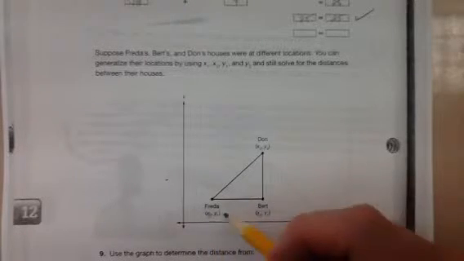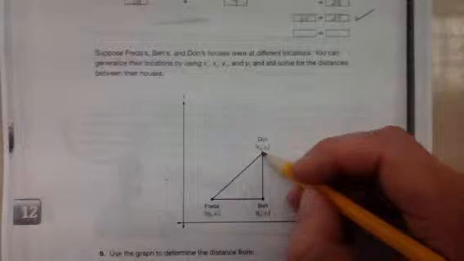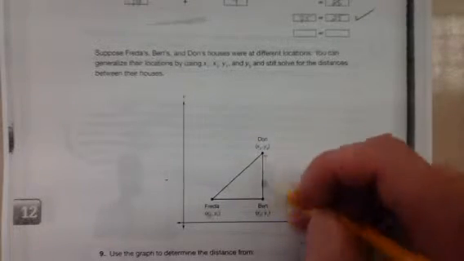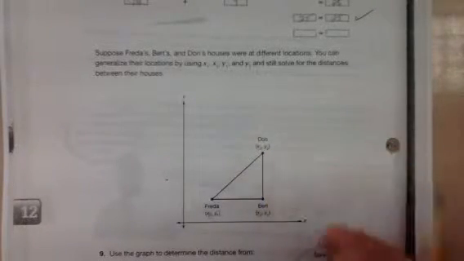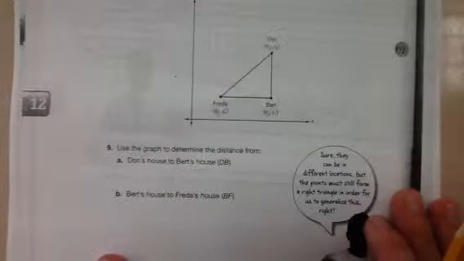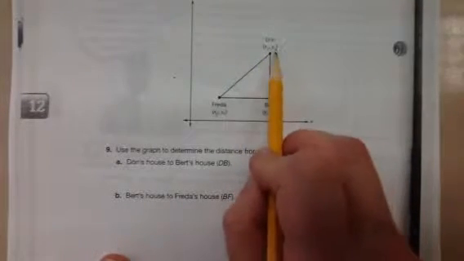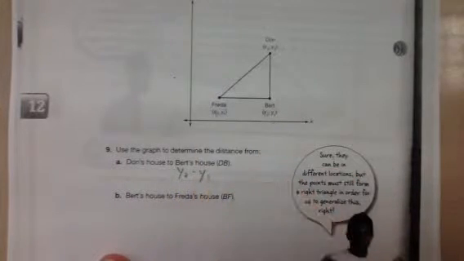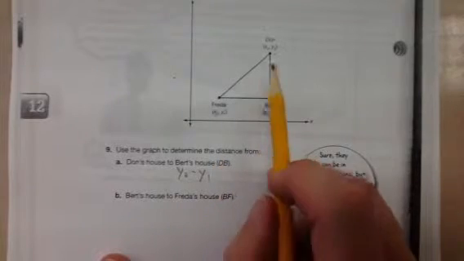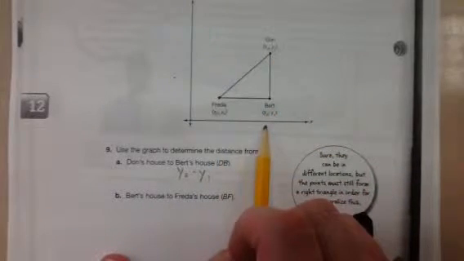So Frida lives this far from Bert, right? And they live at the same y coordinate. Don lives at different y coordinates from Bert, but they live at the same x coordinate. Okay, use the graph to determine the distance from Don's house to Bert's house. So remember, Don's house, they have the same x coordinate, but y2 minus y1. Y sub 2 minus y sub 1 is how far apart they live. You have to subtract their y values, right?